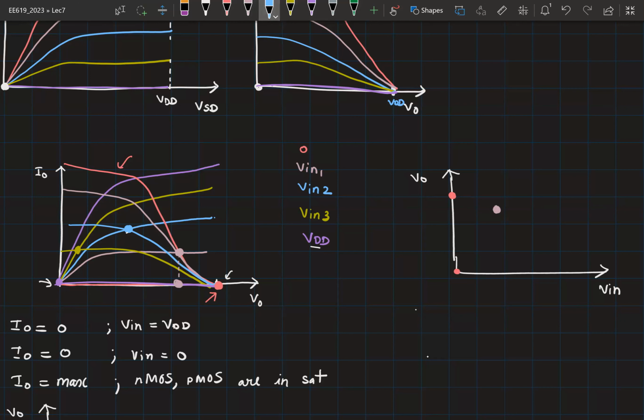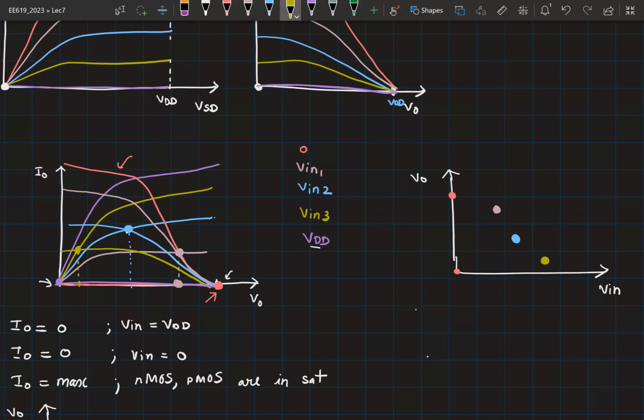Vn equal to roughly VDD by 2. You are sort of in the middle of the range. So here, then you have Vn 3. That gives you a value here.